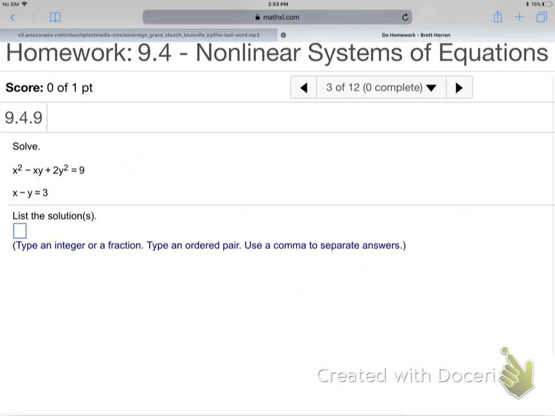So which one should you start working with on that one? The second one's the easier one. What are you going to do? Get x or y alone, plug into the top one. So why don't we just get x alone on the bottom one? Be easy enough. It's just going to add the y over, so 3 plus y, or y plus 3, whichever. And then plug that in for x in the top equation.